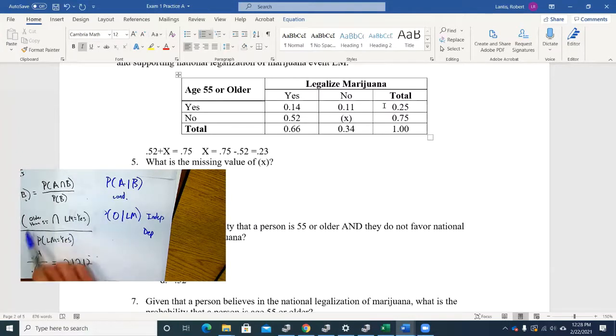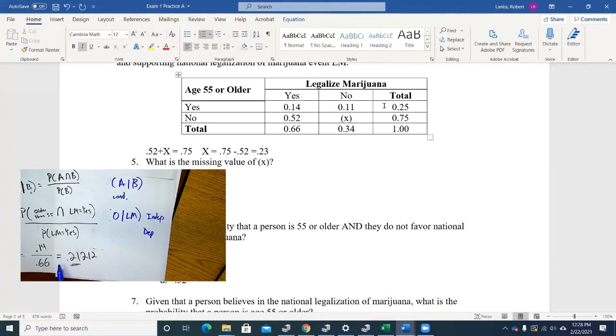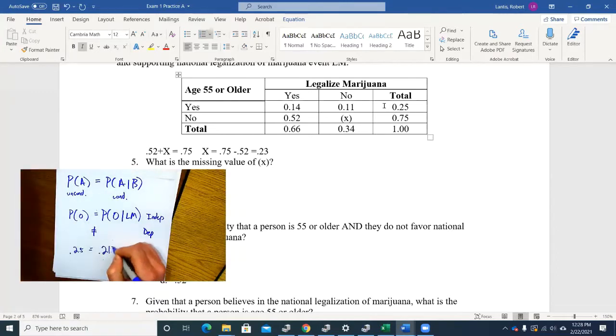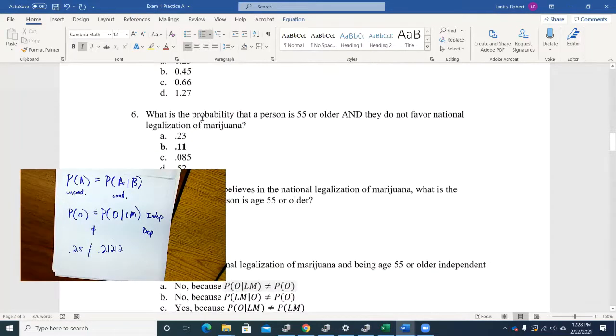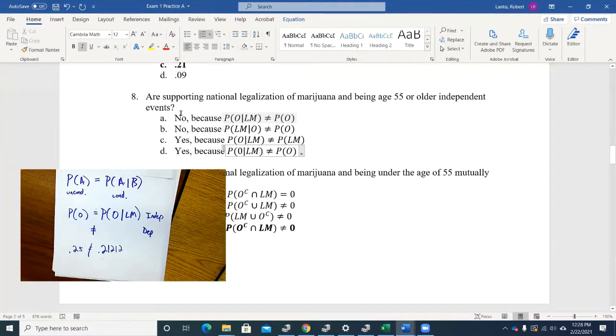So I know this equation would give that to me. I could go on the table, look up these values. I end up finding that probability is 0.212, which we rounded to 0.21. They're not the same value, so we say no, they're not independent, because this conditional probability of O is not equal to the unconditional probability of O, or being older than 55. So this is a situation where we can use some of the previous work we did to save us a little bit of time as we're working through this exam.